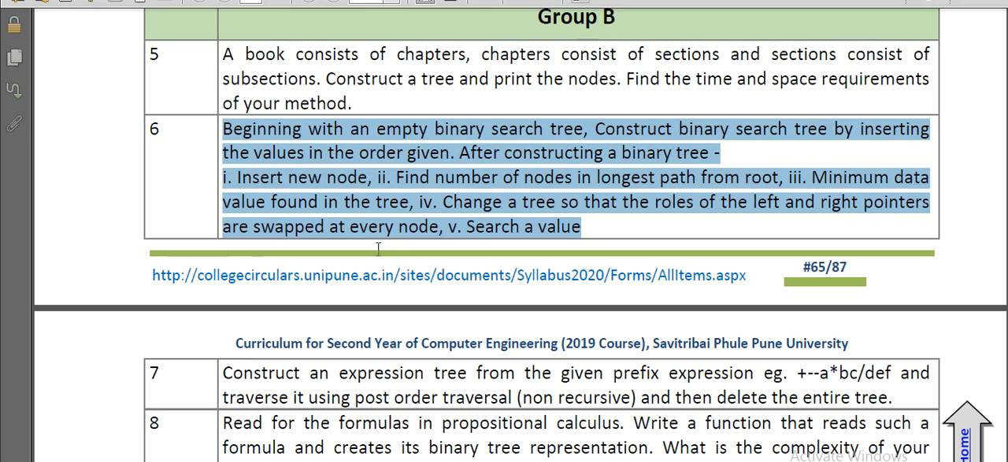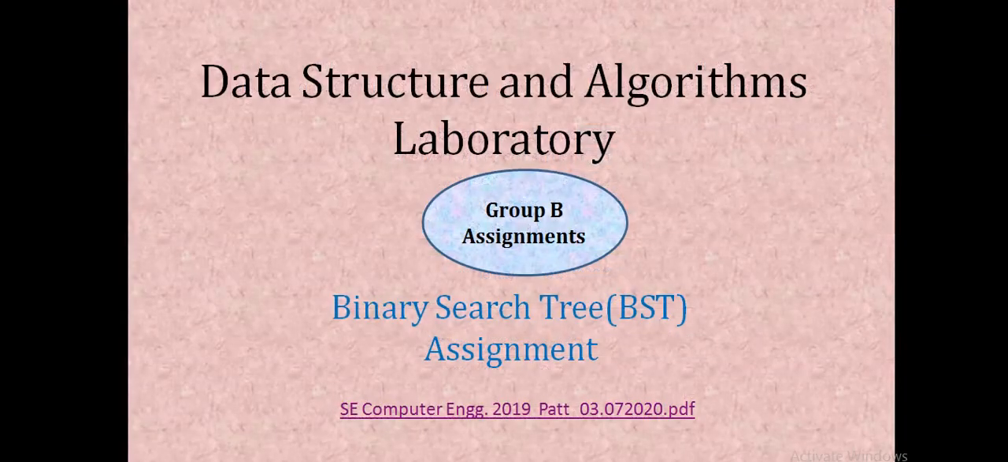So what happens here? The greater elements will lie on the left side of the root element, and the smaller elements will lie on the right side. So we can say it is like a mirror image, and we also have to do the search operation there. So these are the different things given in the assignment, and we have to execute all of them. This is the title, and we are going to execute it here, right?